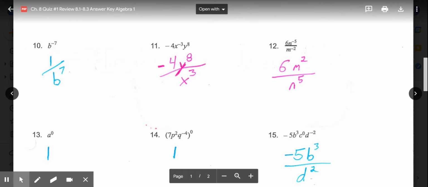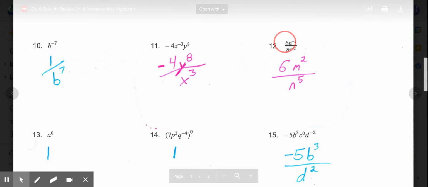And then in 12, the 6 is not going to any power, so the 6 stays on top. N to the negative fifth moves to the bottom and becomes n to the fifth. M to the negative second moves from the bottom to the top and becomes m squared. So we have 6m squared over n to the fifth.